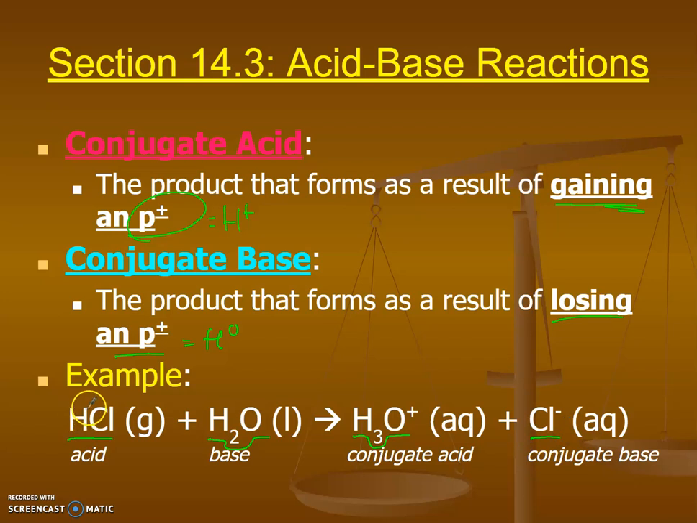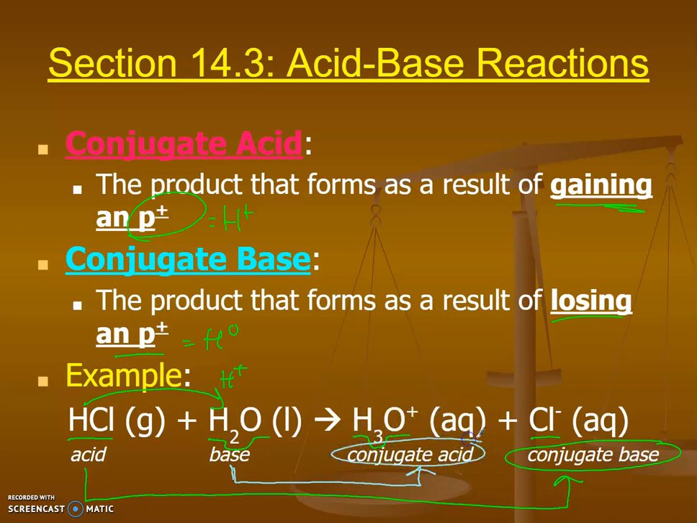So what happened? HCl donated a hydrogen, H plus, over to water. And the result is that this acid, once it lost its H plus, forms a conjugate base on the other side. Okay? And then what we see is water acted as a base here. It accepted the hydrogen and it formed H3O plus on the other side. So on the product side, it formed a conjugate acid.